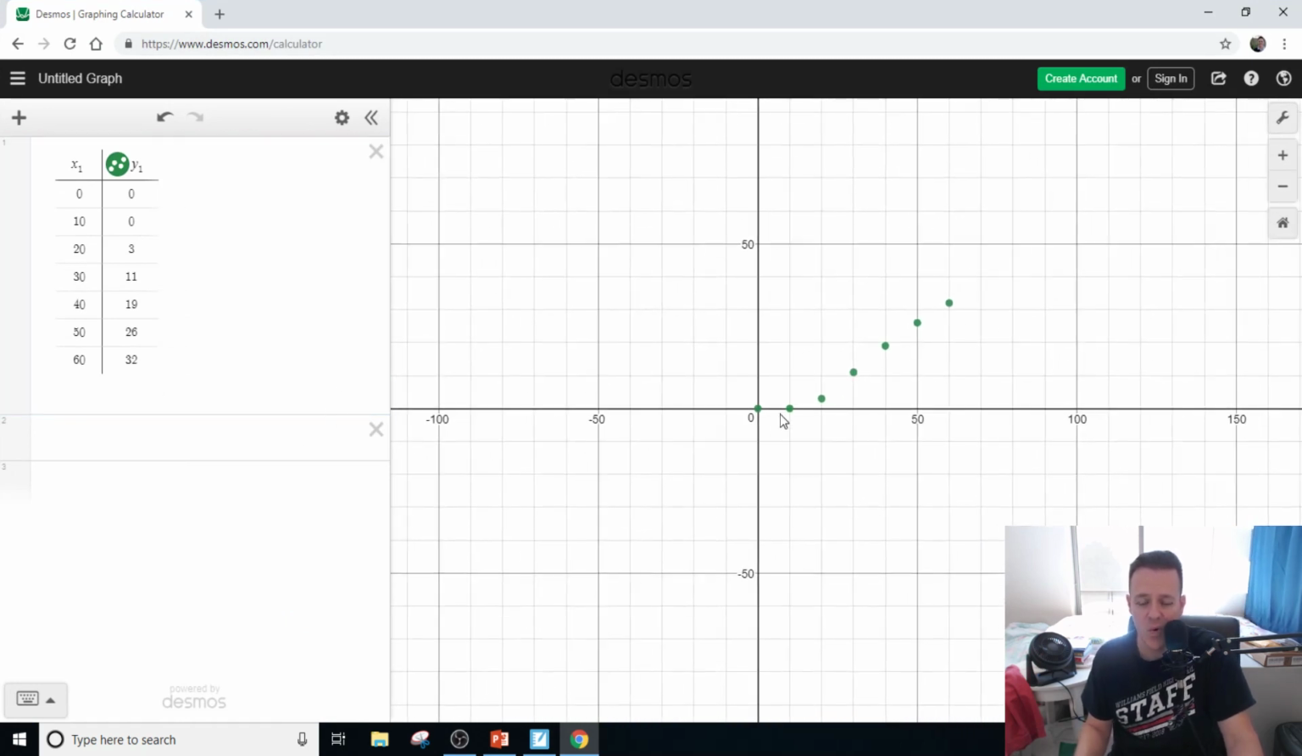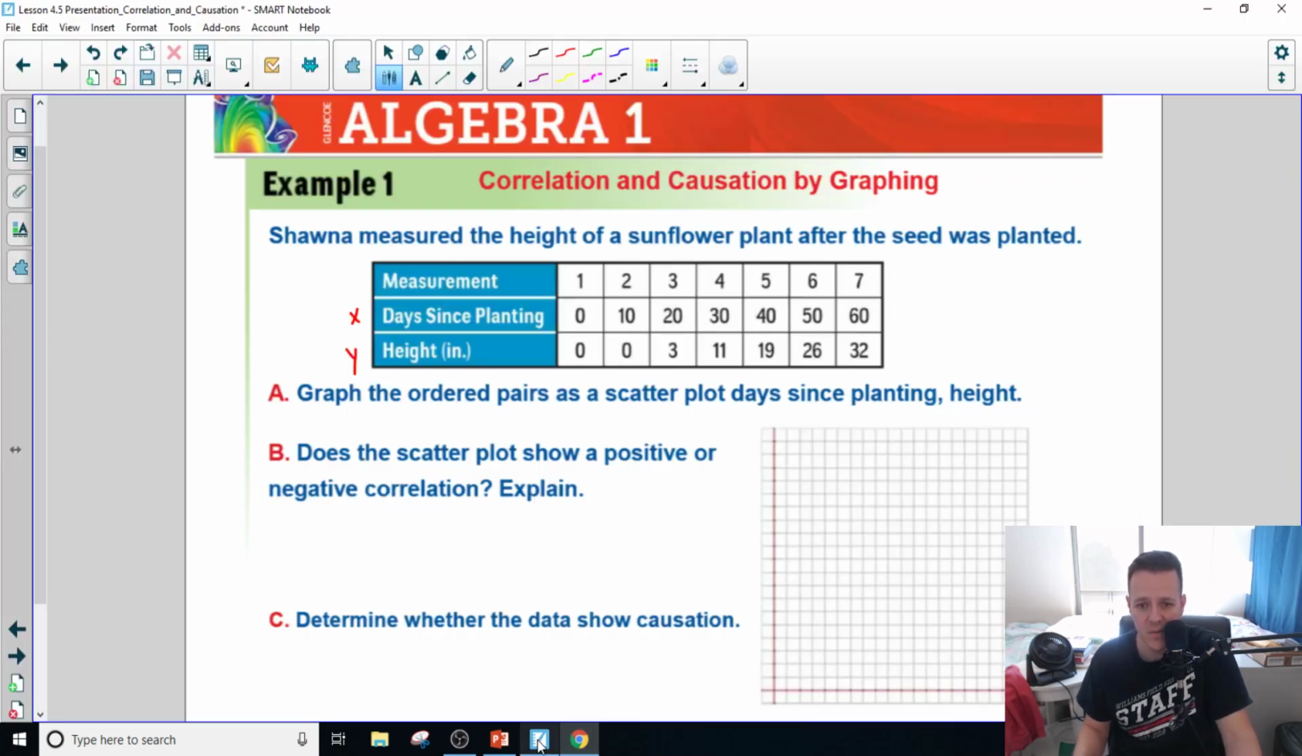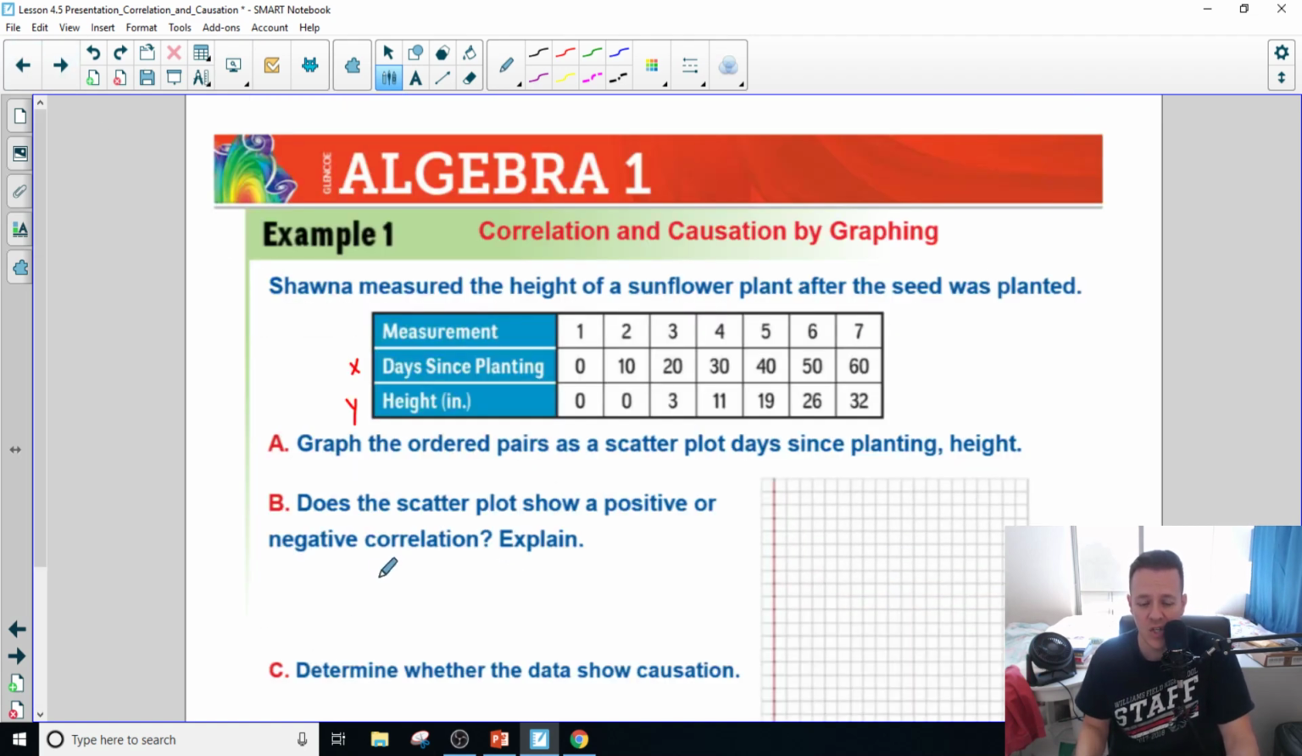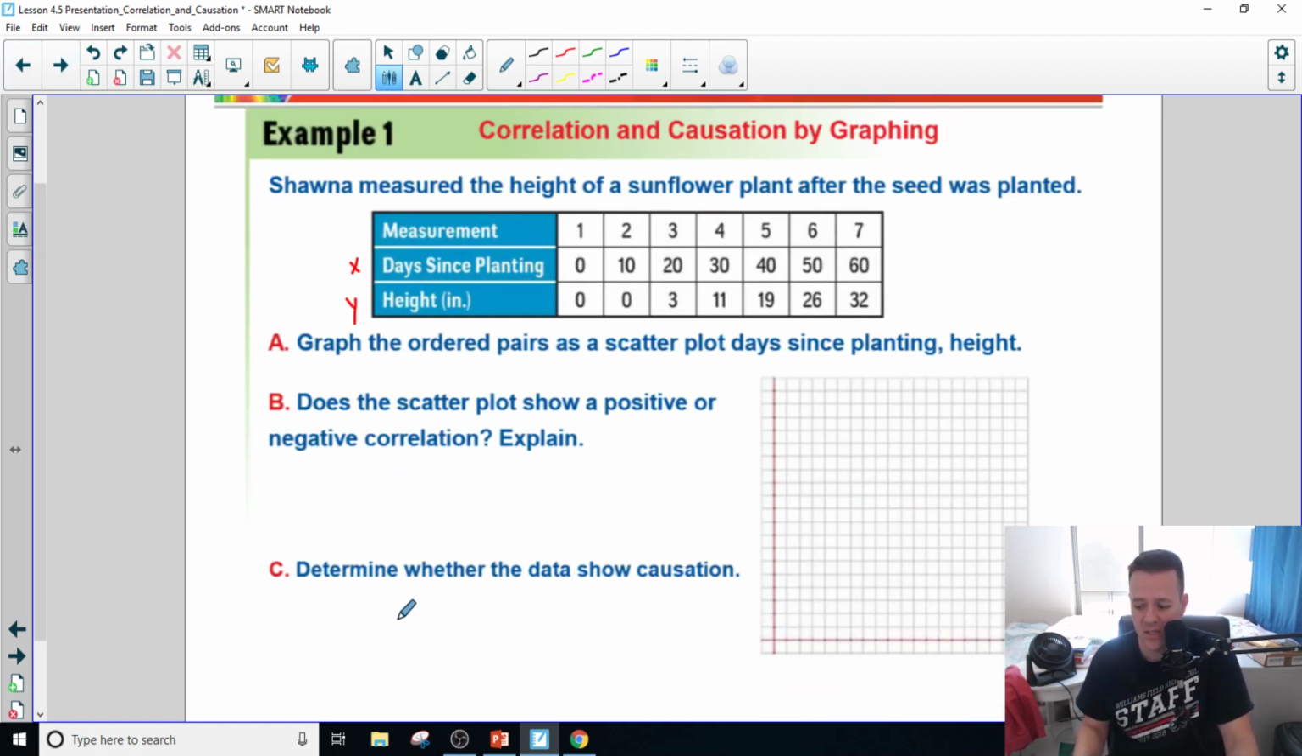So what type of correlation is this? Of course, it's positive, right? Is it a positive or negative correlation? It's positive. Now you need to determine whether the data shows causation. The longer the plant is in the ground, will it grow? The answer is yes, it will. So does this have causation? The answer is yes, because the plant grows taller over time.